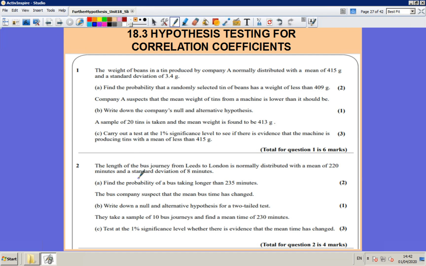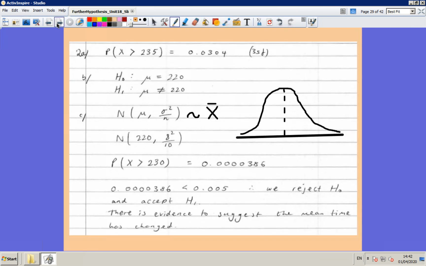Okay, next up, the bus company suspects that the mean bus time has changed in some way. Write down a null and alternative hypothesis for a two-tailed test. Okay, so our null hypothesis is that the mean remains as it's been, 220. And the alternative hypothesis this time, well, we think the mean bus time has changed. We don't know whether it's gone up or down. So it's just going to be that the mean is not equal to 220.